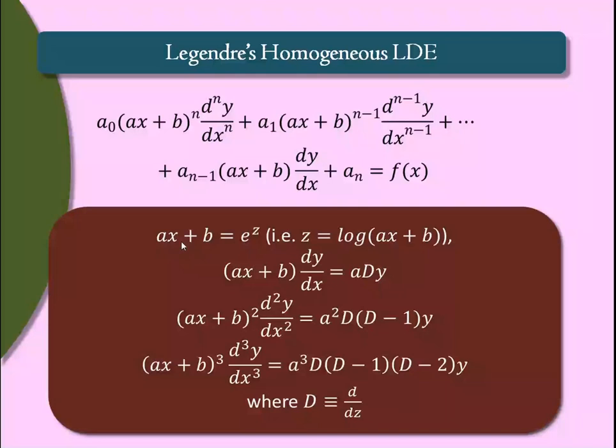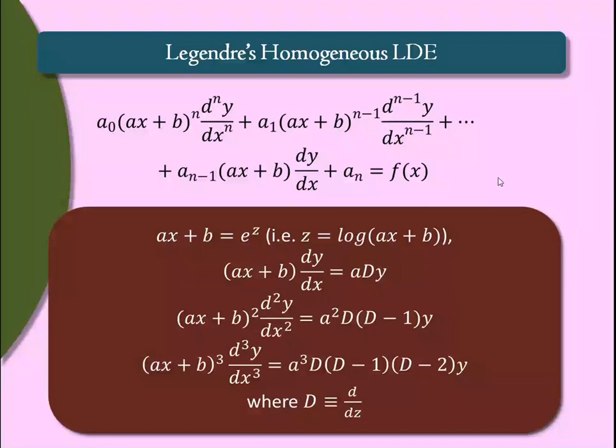For a homogeneous equation, power and order must be the same. Everywhere the same term must be there, ax plus b, and the power of ax plus b. If it is not there, try to make the order and power the same, and then by this type of substitution, the equation can be reduced.